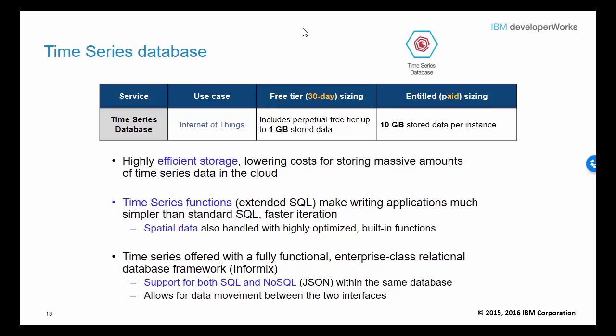The time series database service is powered under the covers by Informix, and for its API there's both a SQL and NoSQL JSON interface within the same database. In particular, you can use JDBC for SQL, and you can use MongoDB style queries to receive the data in JSON format. It also has the ability to move data between the two interfaces.